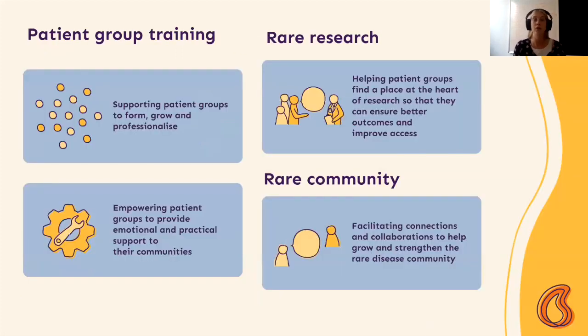We support patient groups no matter their size or their aims, and we upskill them so they're able to best support their community. And how do we do this? Our work falls into three main areas. We have patient group training, where we support patient groups to form, grow, and professionalize. And we empower patient groups to provide emotional and practical support to their communities. We also have rare research, where we help patient groups find a place at the heart of research. And we work to build a rare disease community where we facilitate connections and collaborations across the whole space.